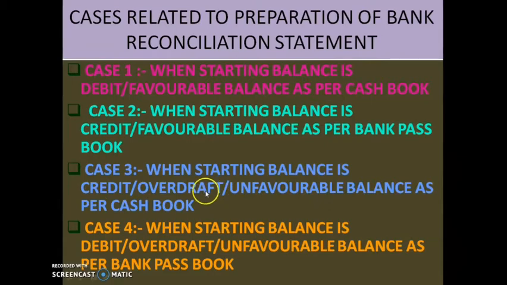So it is showing a credit balance. Your cash book is showing a payment side more. So that is overdraft or unfavorable balance. Unfavorable means there is no cash in the bank account. So with the third and fourth case we will discuss the problem related to bank reconciliation statement.